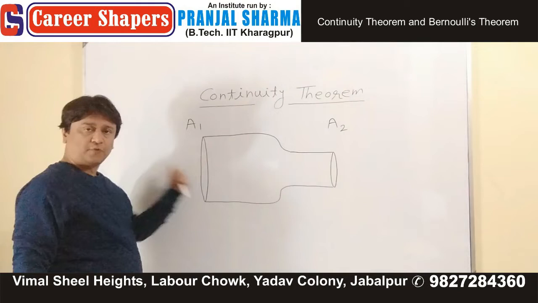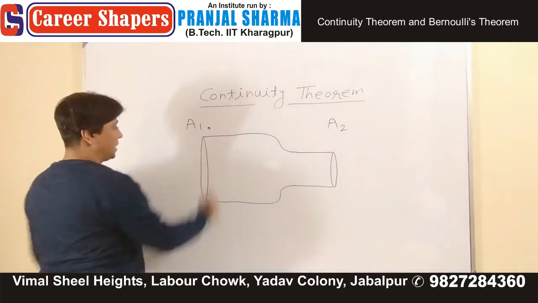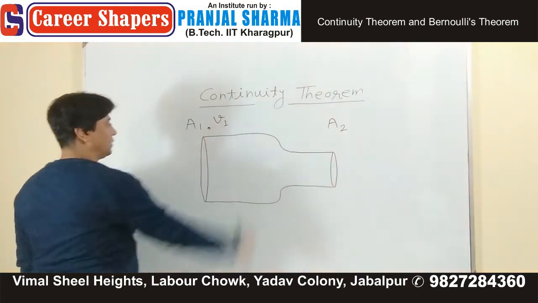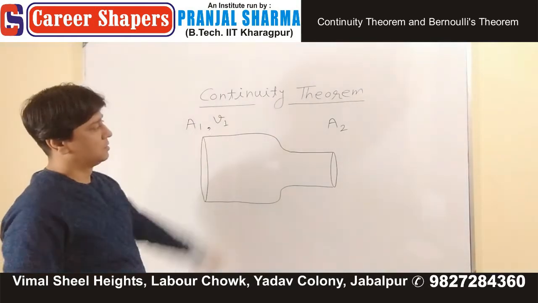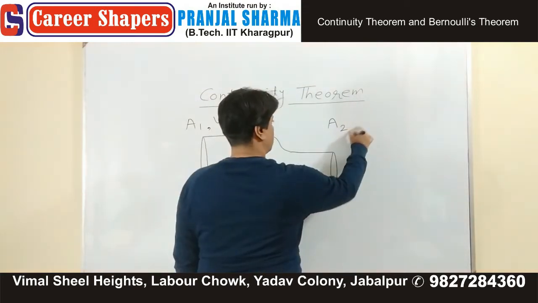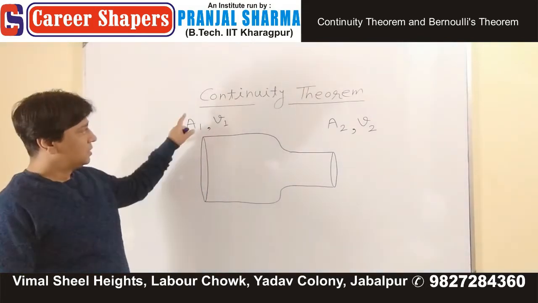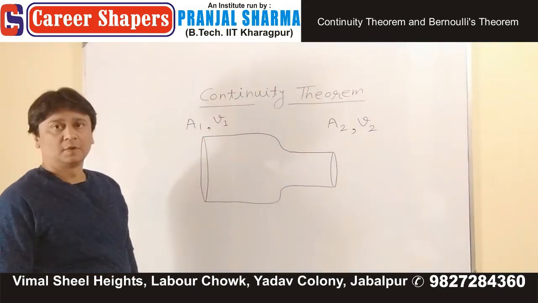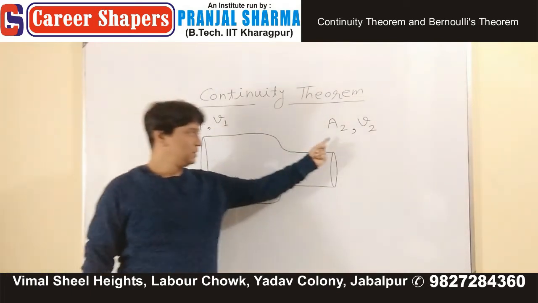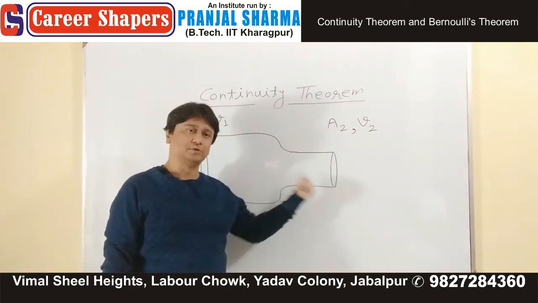And when liquid is flowing through this, we found that at this cross section, velocity of the liquid is v1. And at this cross section, velocity is v2. This continuity theorem is going to relate A1 v1 with A2 v2. And what basically it is, you will understand when I produce all the steps in it.